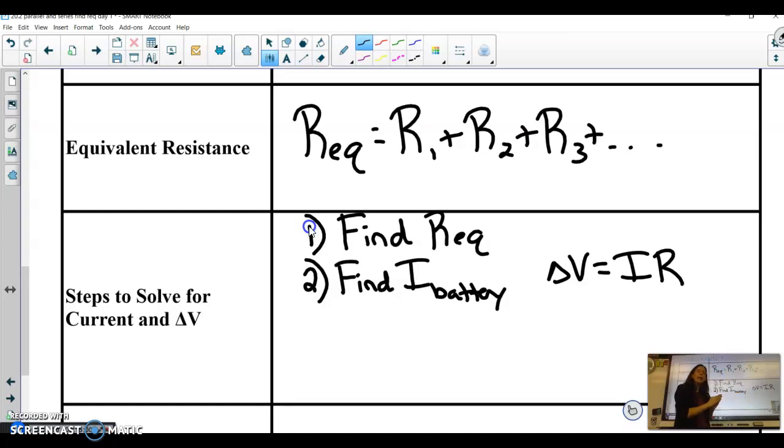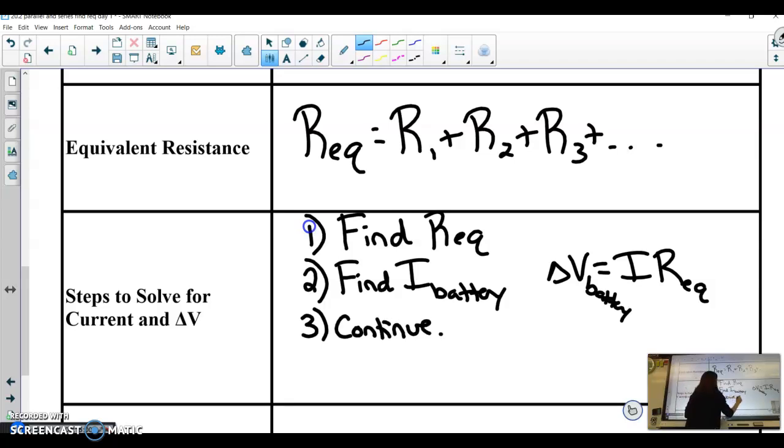But specifically, anytime we're talking about the battery, this would be the delta V of the battery, 10 volts, 9 volts, whatever it is, and I want to know the current in the battery, the R that I use is always the equivalent resistance, because from the battery's point of view, that's how much overall resistance there is in the circuit. So I would simply divide, and that would give me the value of the current in the battery. And then you continue from there. We'll explain later exactly how you continue that, but those are always going to be your first 2 steps.